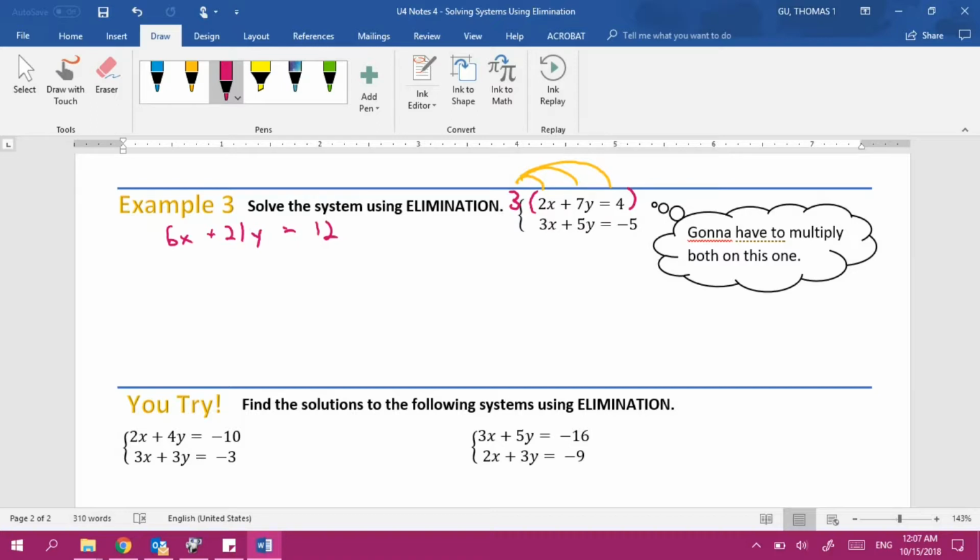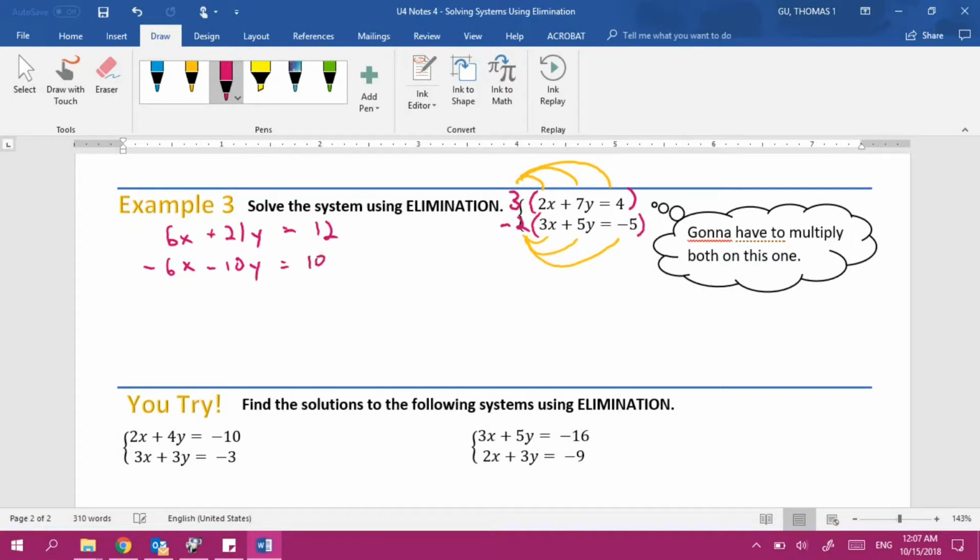Now watch. I'm going to take the second equation and multiply it by negative 2. So negative 2, I'm going to distribute that to everything in the second equation. Negative 2 times 3x is negative 6x. Be careful with your signs because we often forget about the negative signs. Okay, so now negative 2 times 5y is negative 10y. And lastly, negative 2 times negative 5, negative times negative, is positive, so it's positive 10.